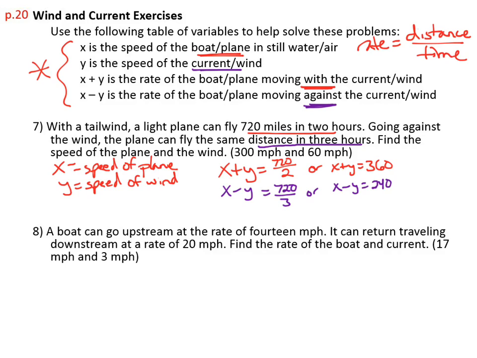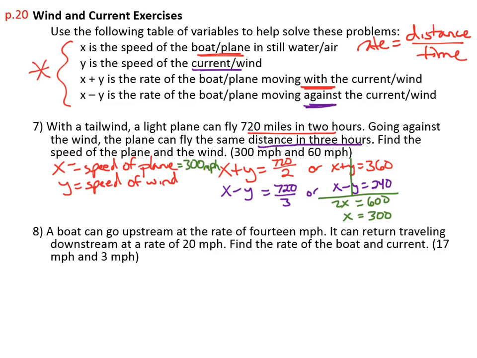Now here's what I like about these type problems. They are automatically set up for you to solve by using elimination. So we can see right here with x plus y and x minus y, the y's eliminate, and I have 2x is going to be equal to 600. So that means that when we divide by 2, x is going to be 300.